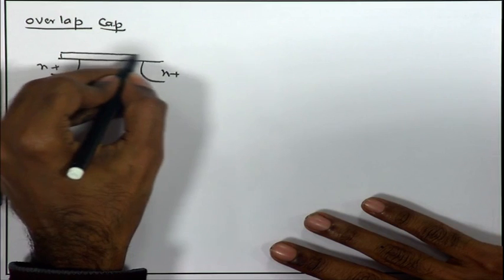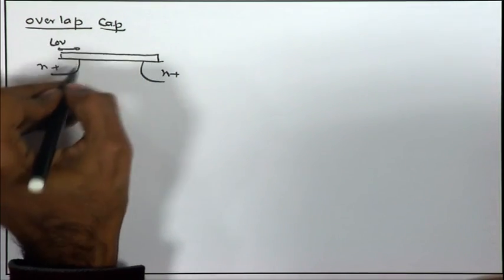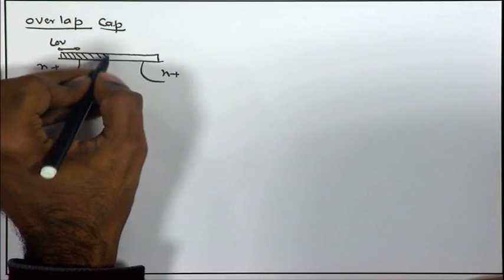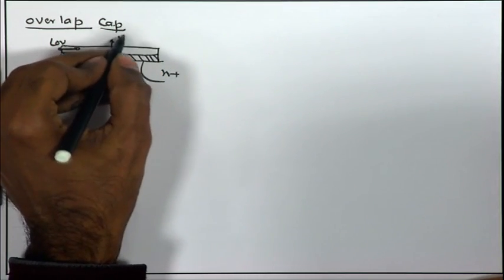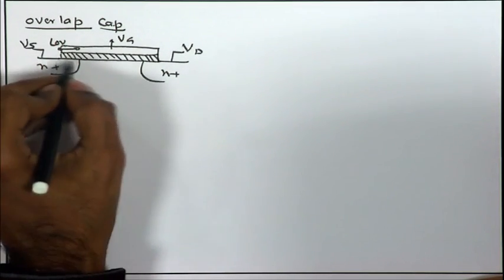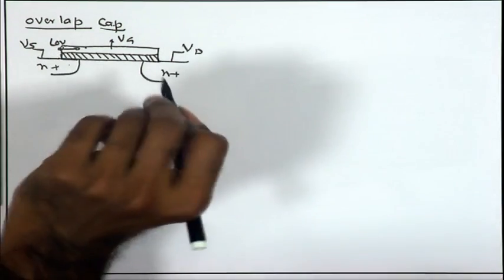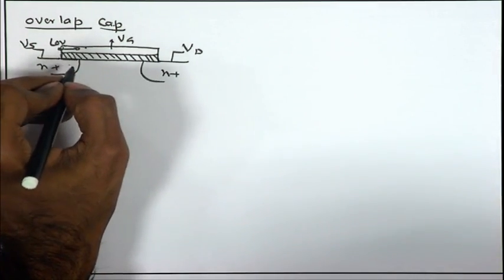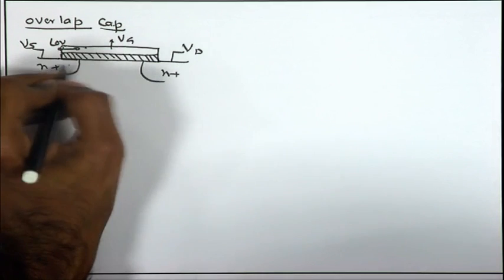So, in the fabrication process, inevitably we have an effective overlap length between the gate and the source and drain regions. If this is the metal gate Vg, and we have the drain and the source, there is an effective overlap between the gate terminal and the source and drain region. In fact, it happens to be important to maintain this overlap because it facilitates a continuous channel.